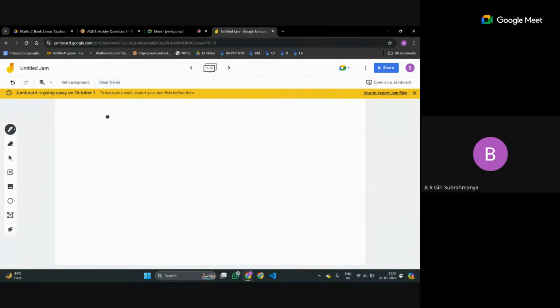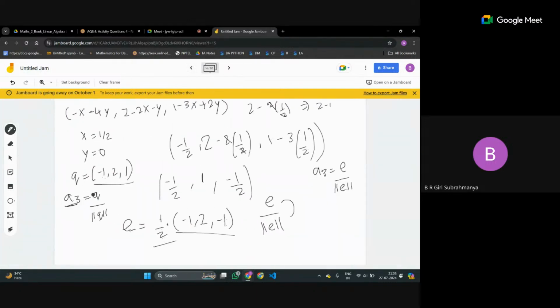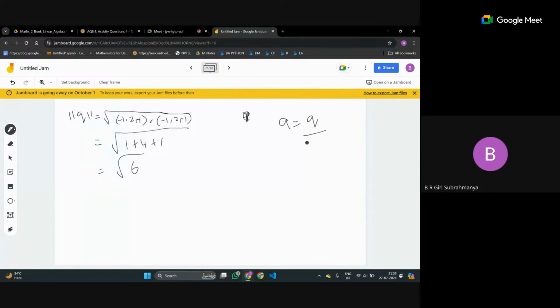So the norm of Q is going to be the dot product of (-1, 2, 1) with itself. So this is going to be the square root of (-1) squared, which is 1, plus 2 squared, 4, plus 1 squared, 1. So this is going to be the square root of 6. So you can take a3, as we told, it's going to be Q by the norm of Q. So this is going to be 1 by root 6 times (-1, 2, 1). Okay, clear?